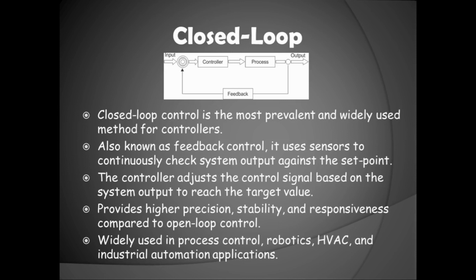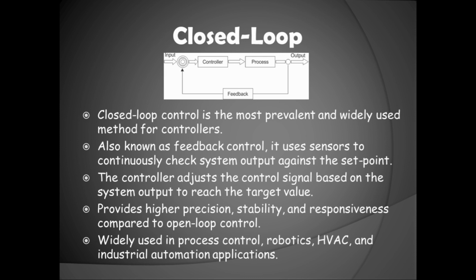Closed loop. The most prevalent and widely used way of operation for controllers is closed loop control, sometimes referred to as feedback control. Closed loop control uses feedback sensors to continually check the system output and compare it to the intended set point. The controller modifies the control signal in response to the system output signal to move the system output closer to the target value. Compared to open loop control, closed loop control offers more precision, stability, and responsiveness.